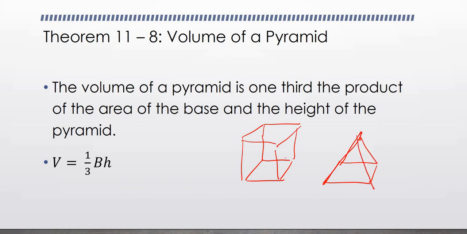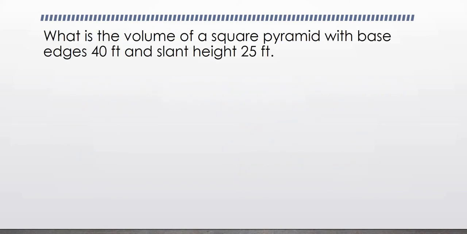this is 1/3 of the height of the prism. So 1/3 the area of the base, whatever the base is, square, rectangle, pentagon, whatever, times the height, and then we just take 1/3 of it to get a pyramid rather than a prism.